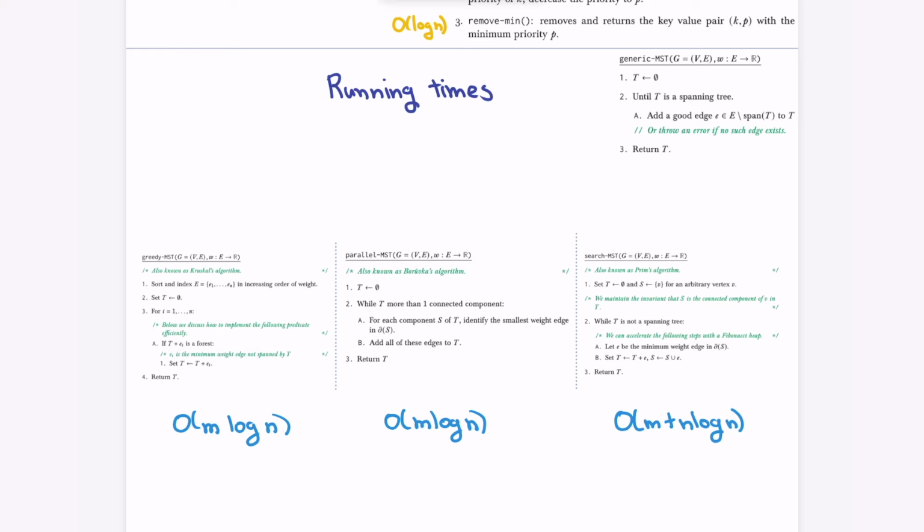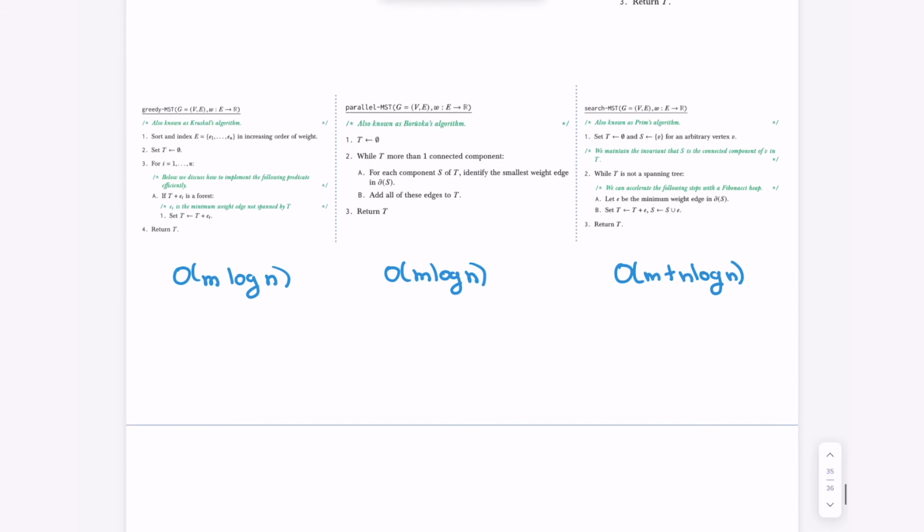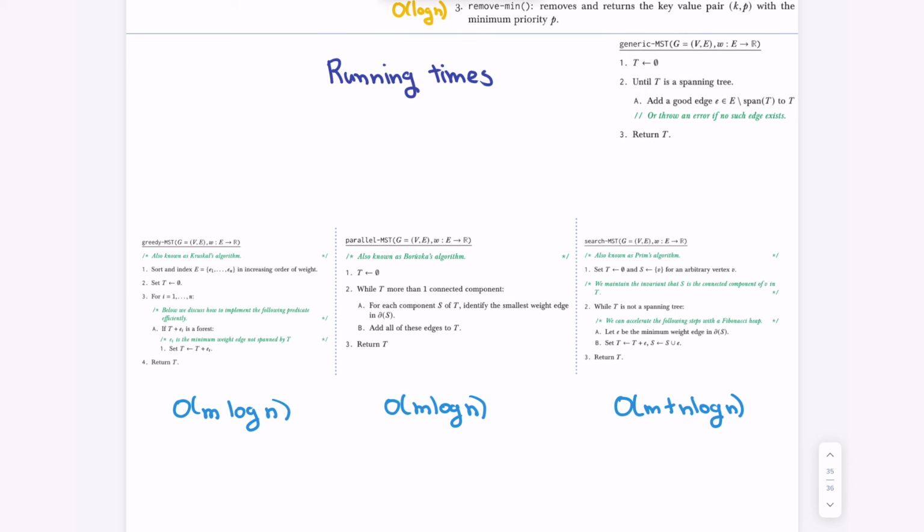Although my impression is that Boruvka's might be favored in practice, I think because of the parallel aspects. Okay, good. All right, so much for that. Any questions about spanning trees?